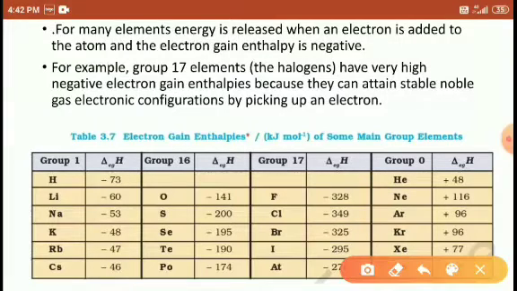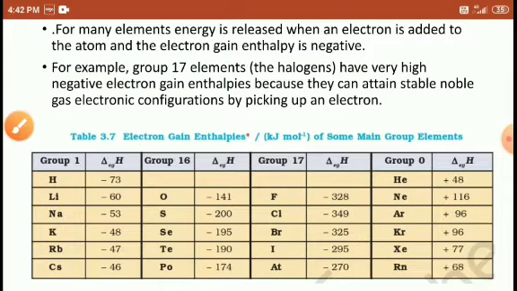Right? Similarly, chlorine, bromine, iodine also apply more energy to attract the electron towards themselves, because they want to stabilize more easily. Right, students?